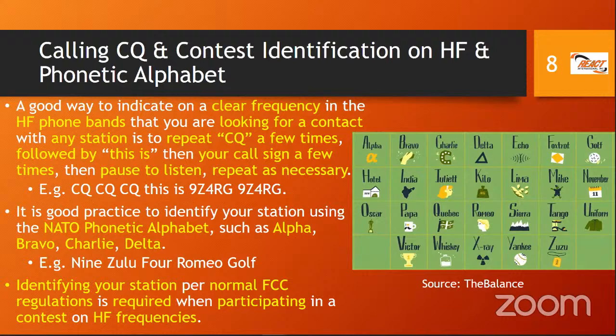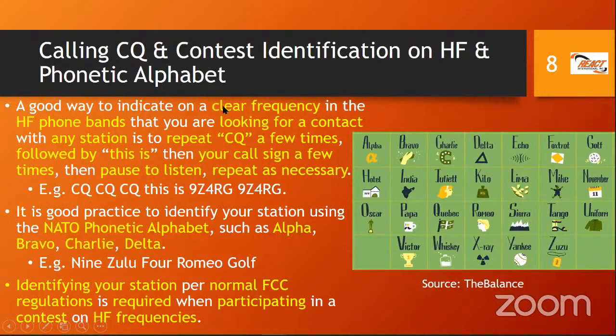So for example, on our screen here, if I were making a CQ call, I will say CQ, CQ, CQ. This is 9 Zulu 4 Romeo Golf, 9 Zulu 4 Romeo Golf. And you'll notice I'm using the phonetics in calling out my call sign. We'll come to that point in a little while. So this is practically how we make a CQ call.